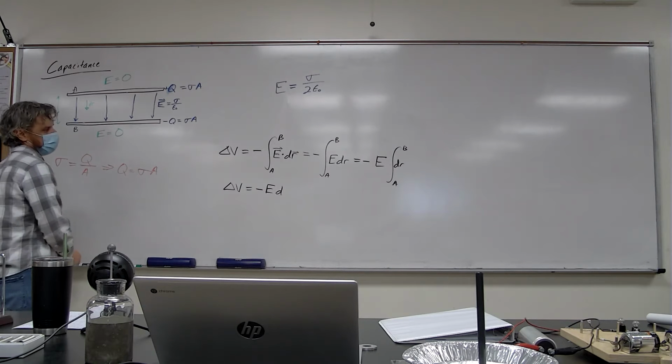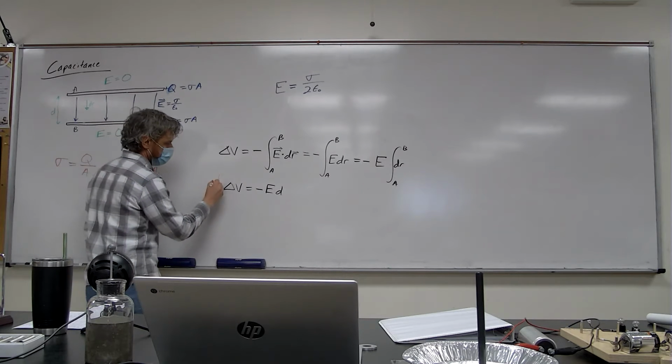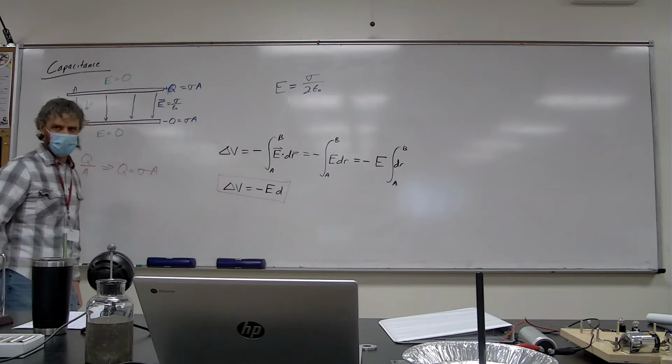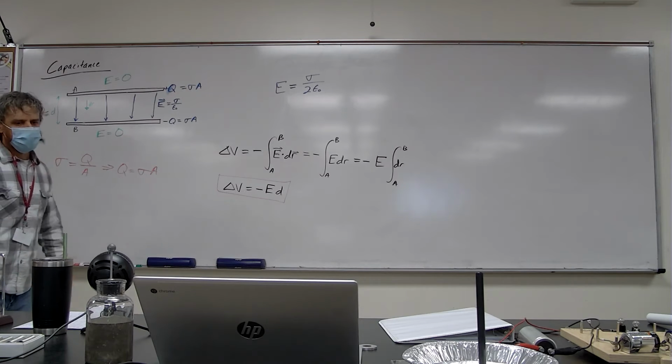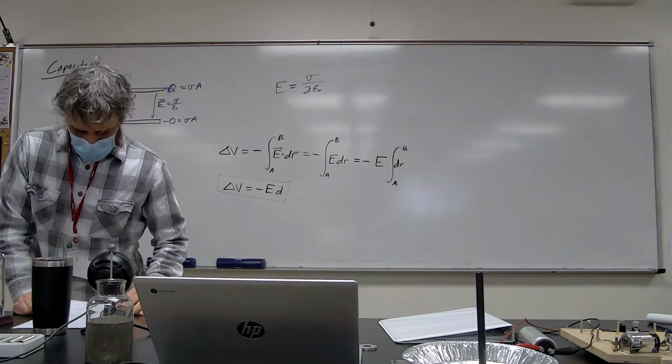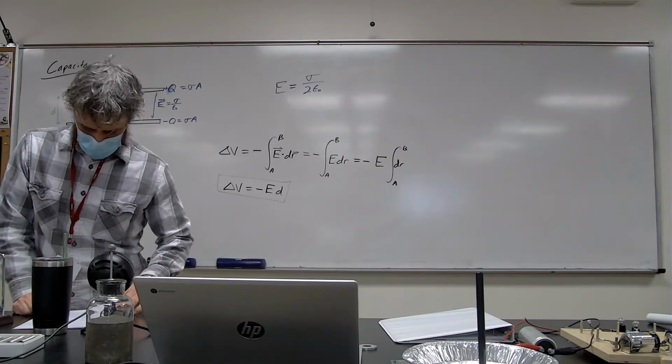So this is something that is not on the formula sheet that you probably want to just know for capacitors. The potential difference between the plates is just the negative of the electric field times the spacing. Okay. It'll be on the test. Okay.